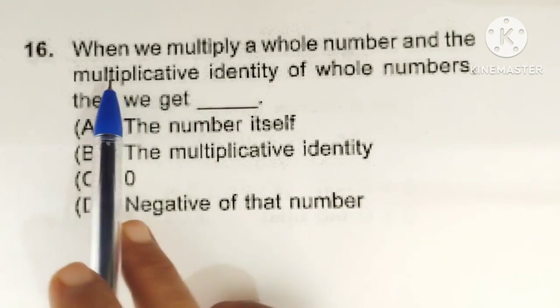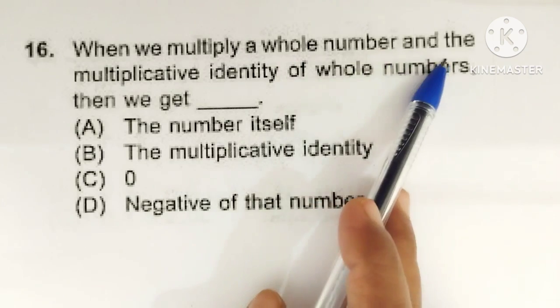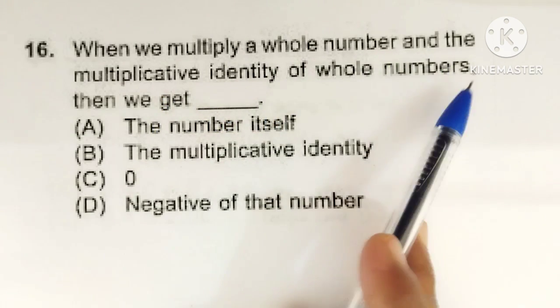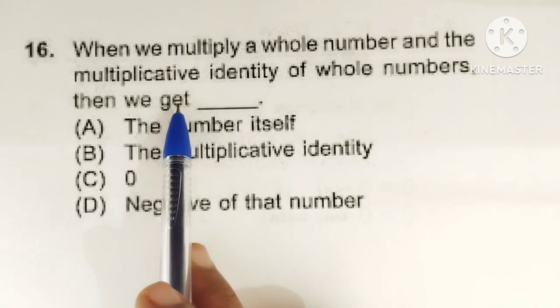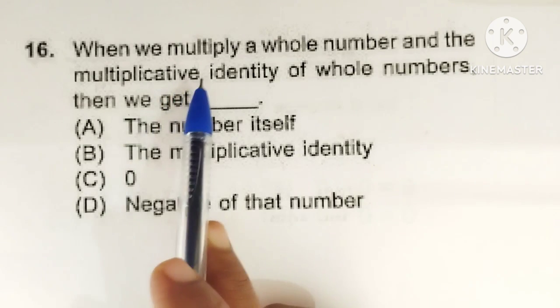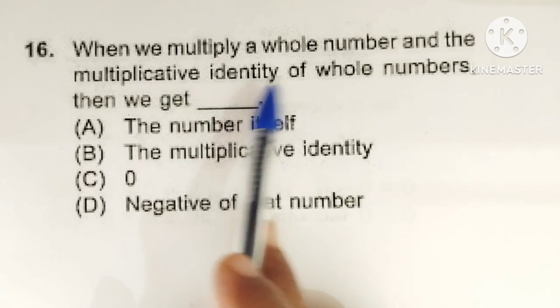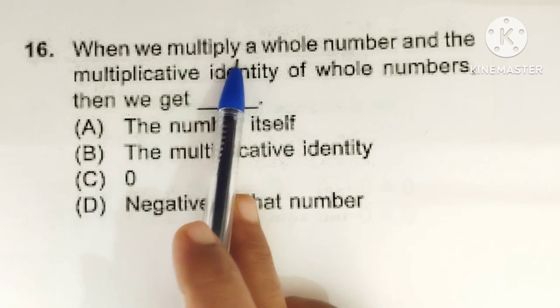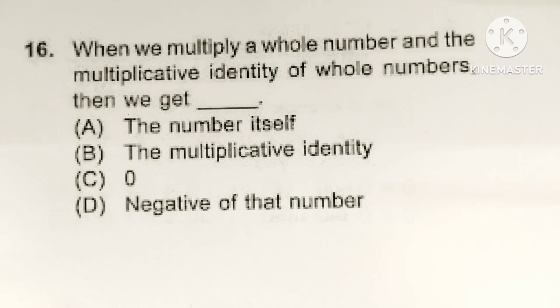16th problem. When we multiply a whole number and the multiplicative identity of whole numbers, then we get, here 1 is the multiplicative identity of whole numbers. So, when we multiply a whole number, take any number, 5 I am taking, 5 belongs to whole number. So, we multiply with the multiplicative identity. 1 is the multiplicative identity of whole numbers. So, 5 into 1.